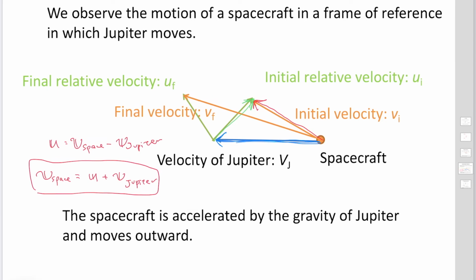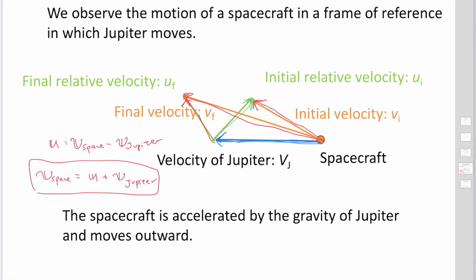Then after the interaction with Jupiter, the relative velocity is changing to this one. This relative velocity. So the velocity of the spacecraft with respect to the sun is changing. Then the velocity vector is changing. Actually, the magnitude of the velocity vector is increasing. So this means the spacecraft is accelerated by the gravity of Jupiter, and it can move outward.